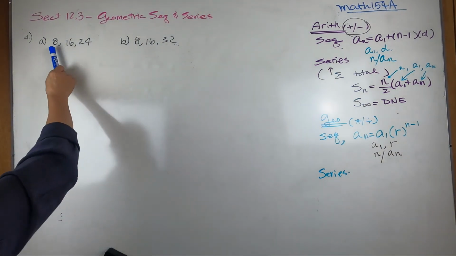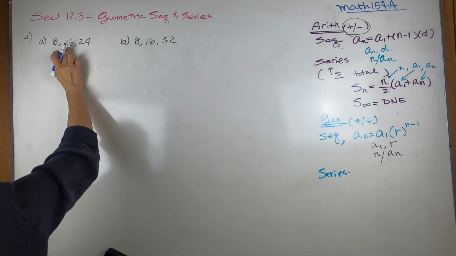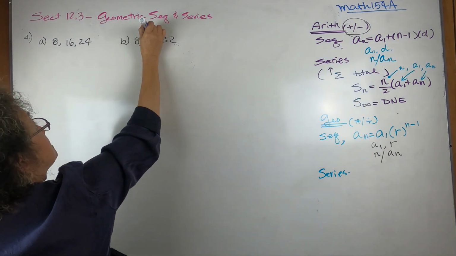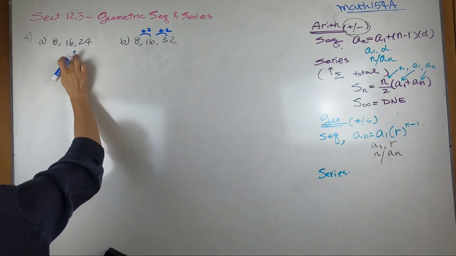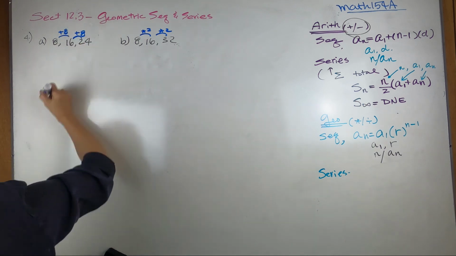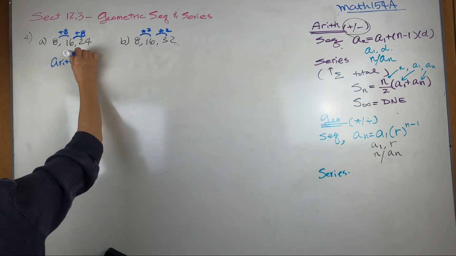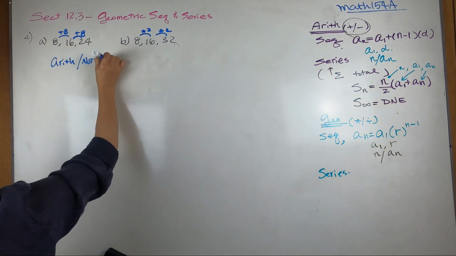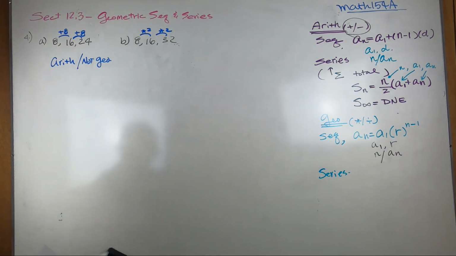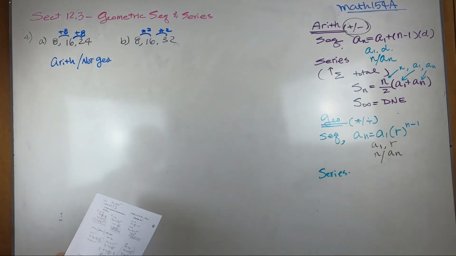So the first one is what? If times 2, that would be 16. 16 times 2 is 32, not 24. So this one is not geo, right? How about this one? This one would be an arithmetic sequence, right? So this one is, okay, not geo. Then for this section, we are doing the geometric sequences. So let's find the AN and R.